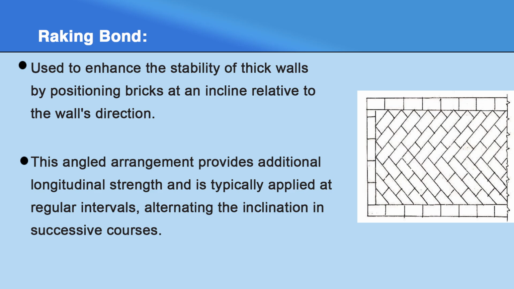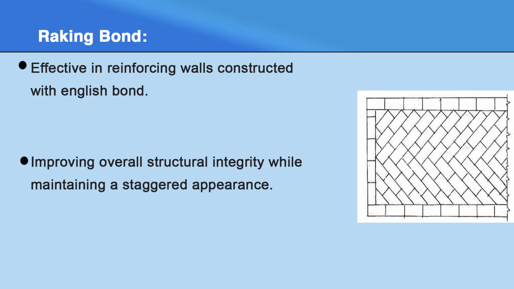Raking bond is a masonry technique used to enhance the stability of thick walls by positioning the bricks at an incline relative to the wall's direction. This angled arrangement provides additional longitudinal strength and is typically applied at regular intervals, alternating the inclination in successive courses. Now, the raking bond is particularly effective in reinforcing walls constructed with English bond, improving the overall structural integrity while maintaining a staggered appearance.